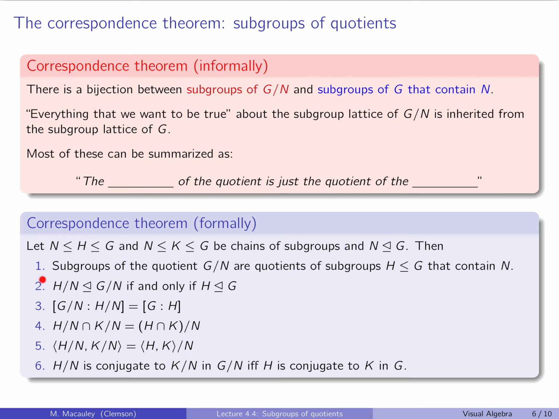Now, we could extend this list if we wanted to, and some sources do. We could talk about the correspondence between subsets of a quotient and subsets of G that contain N. We could talk about normalizers in the quotient versus normalizers in G. So the normalizer in a quotient is the quotient of the corresponding normalizer. But I think this list of 6 really covers the most important points. And I'll let you explore anything else you want as an exercise.